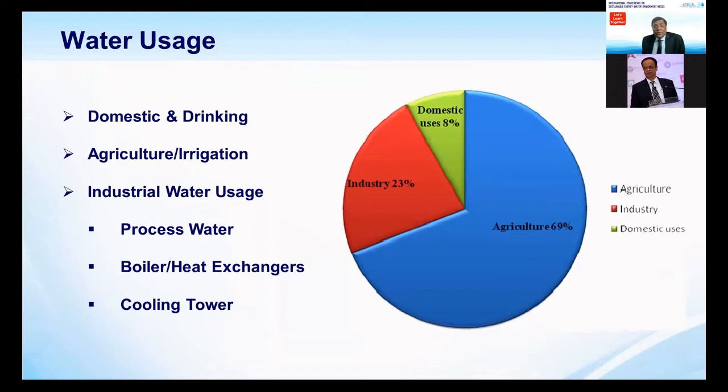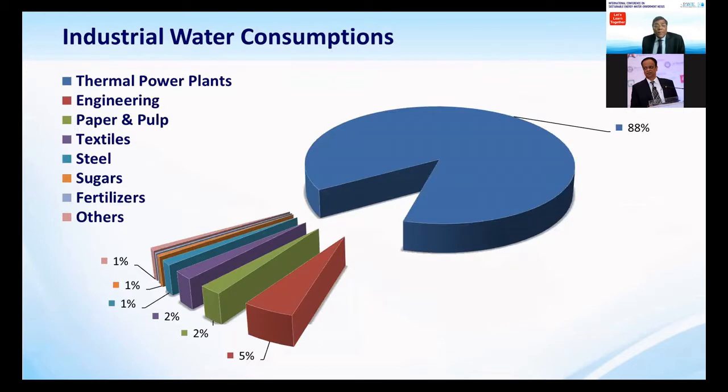Normally, for water usage, which is internationally envisaged, in agriculture we use 69% of the water. In industry, we use 23% of the water. And the domestic use for human consumption is around 8%. Thermal power plants are the major industrial water consumers. Manufacturing, engineering goods, pulp and paper, and textiles are big consumers, along with steel, sugar, fertilizer, and other industrial equipment. You can see the segments which we have colored, giving the percentage of water used by the industry.